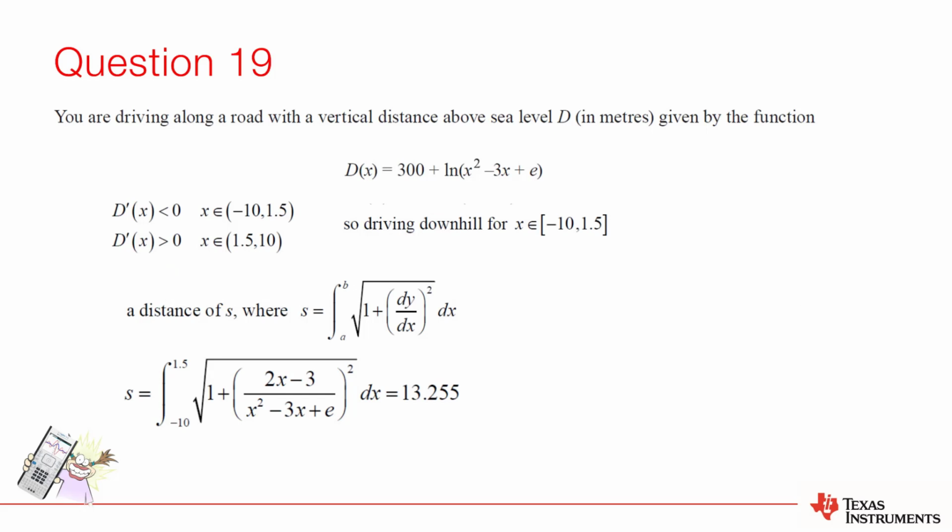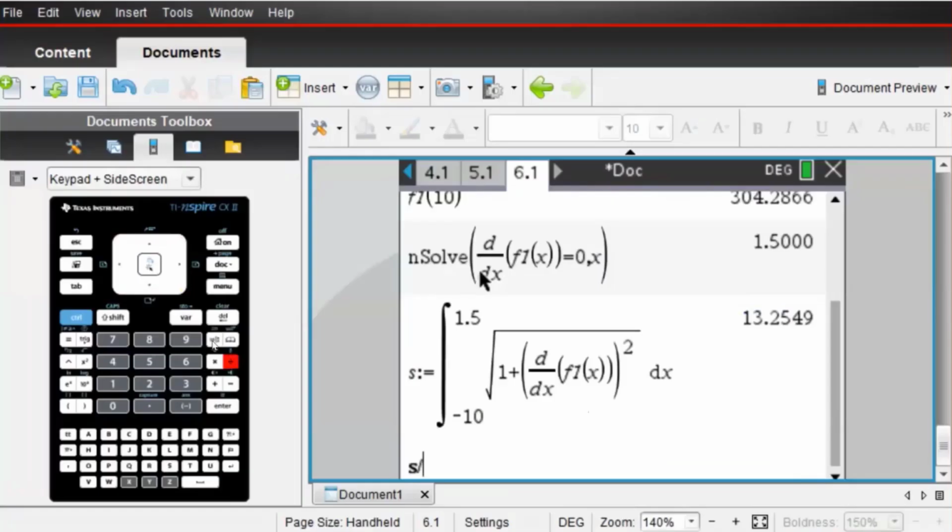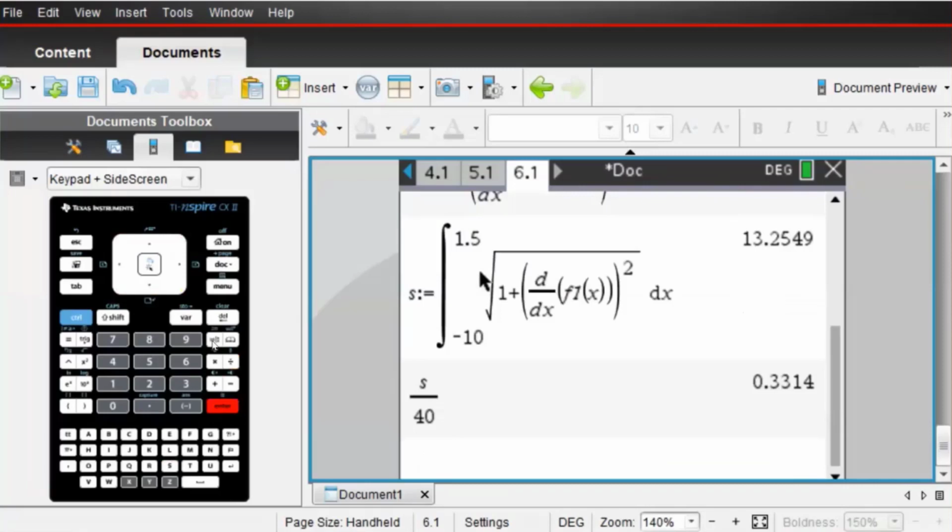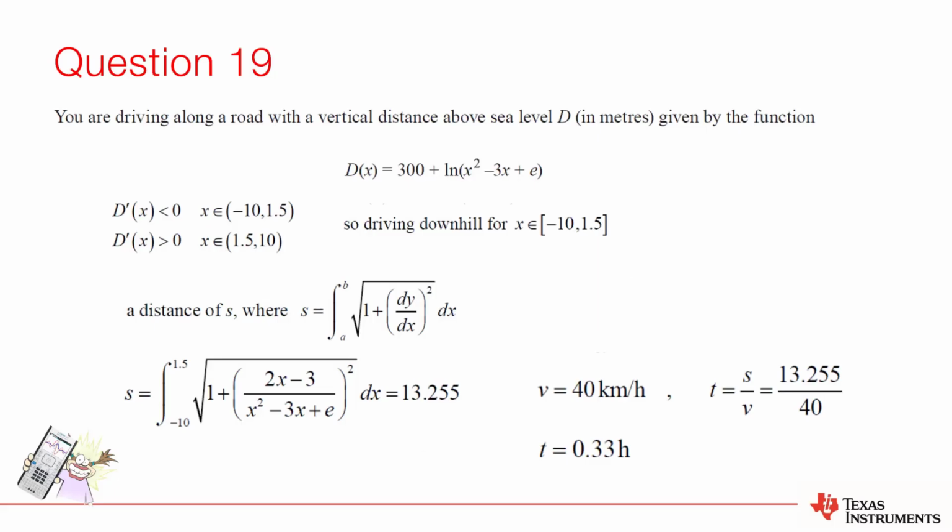13.255. Now, the question said, if you're driving downhill at 40 kilometres per hour, find the time. Well, time is just the distance divided by your speed. So let's just say, what is S divided by 40? 0.3314. So at 40 kilometres an hour, the time is just S over V, which is 0.33 hours.